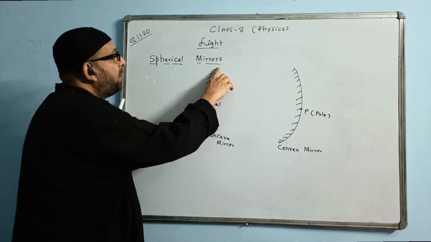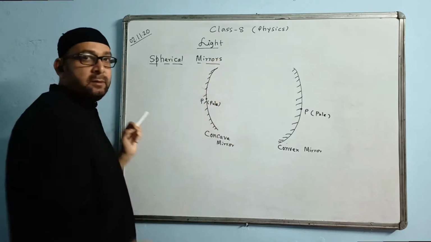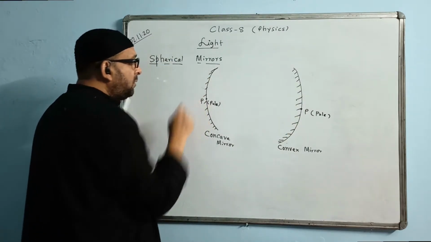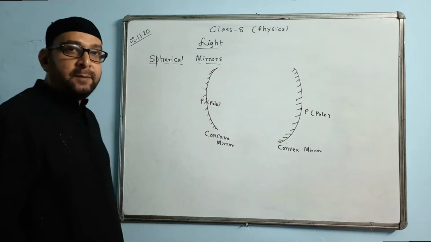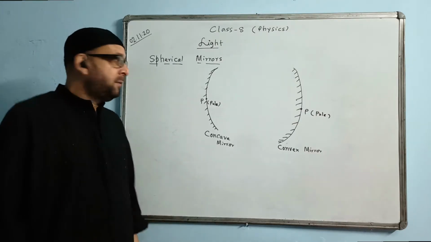The mirror size starts from here and ends over here, this way. This is called the aperture. So the midpoint of the aperture is called the pole of the mirror.